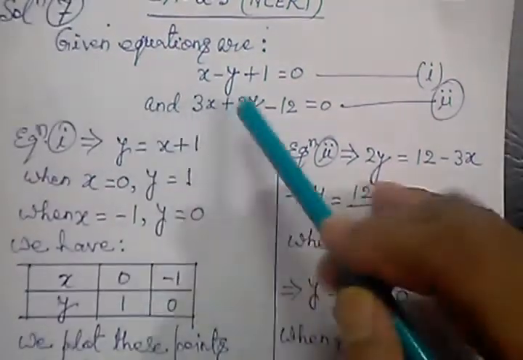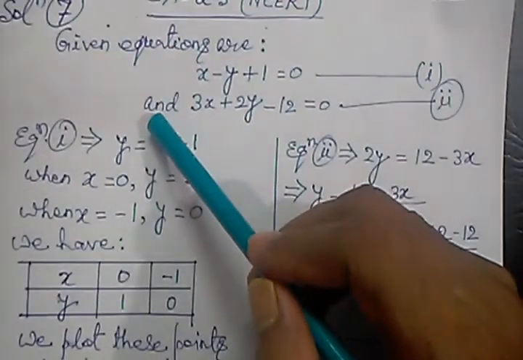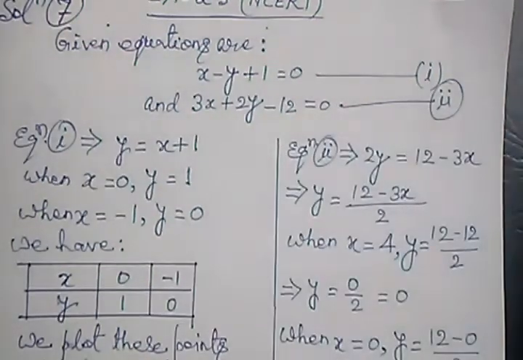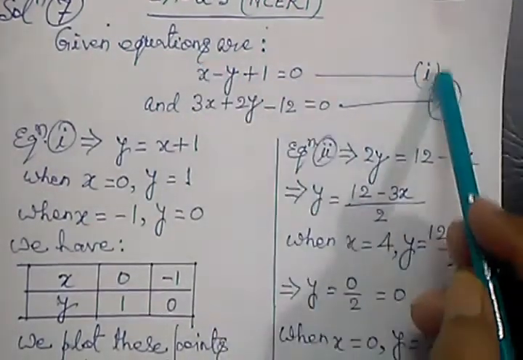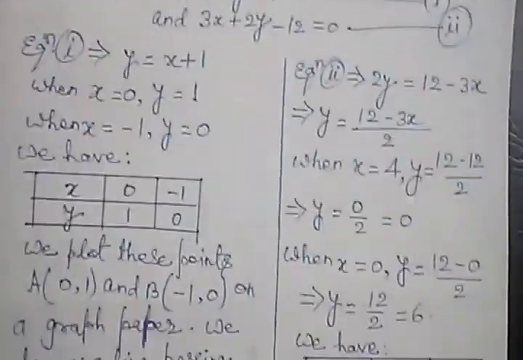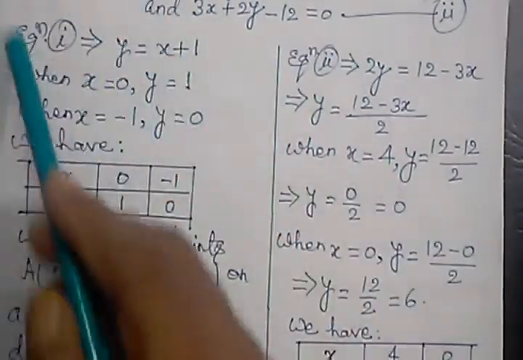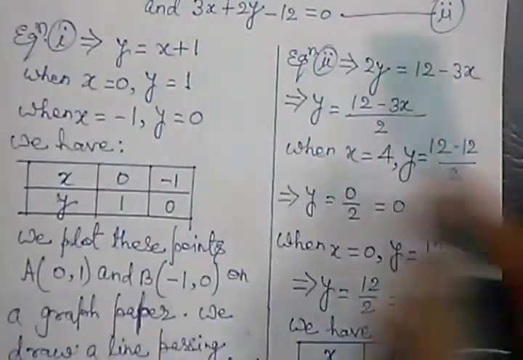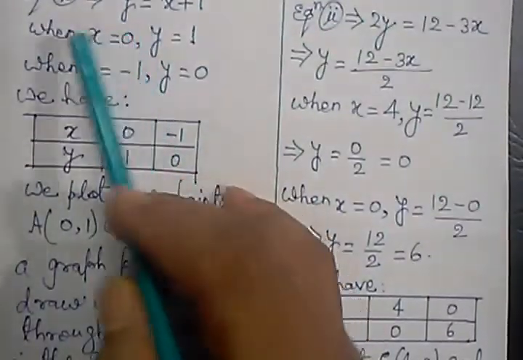The first equation is x minus y plus 1 equal to 0, and the second equation is 3x plus 2y minus 12 equal to 0. Give the numbering: this is your first equation, and this is your second equation. Now here we will deal with equation number 1, and this part we will deal with equation number 2. So see, your equation number 1 is given here.